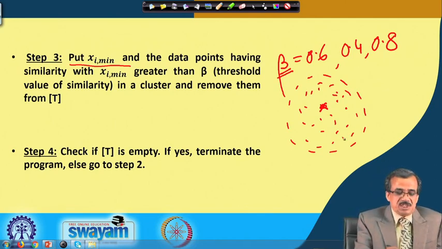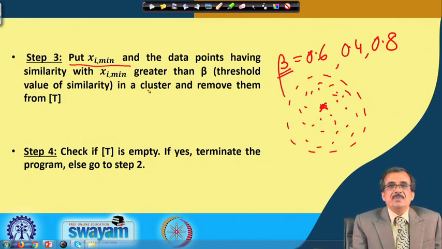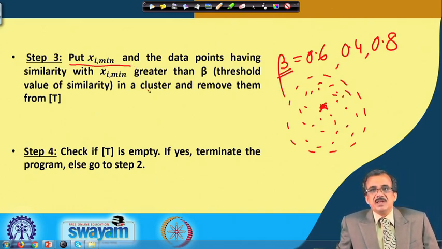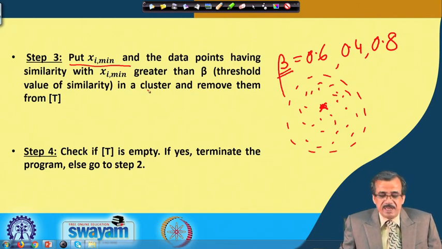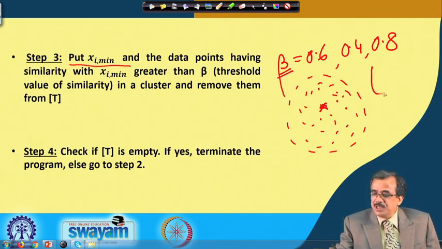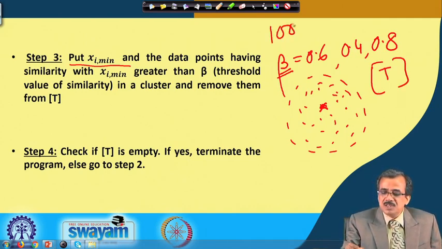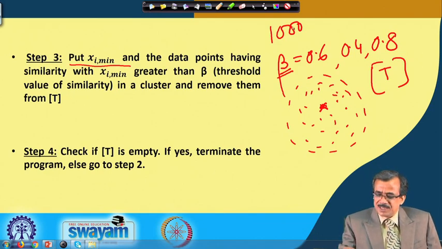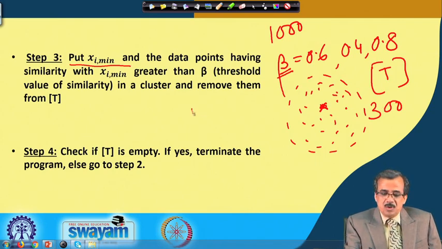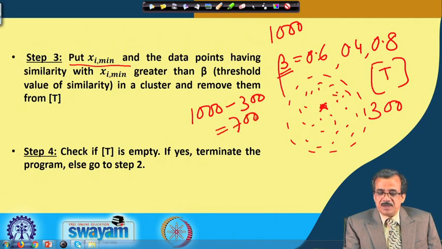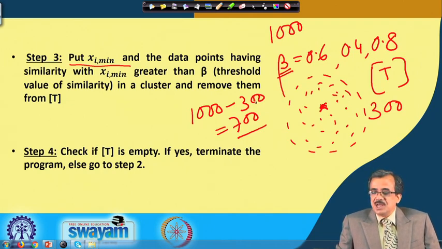So, let me repeat, in step 3 we put xi minimum, and the data points having similarity with xi minimum greater than beta go in a cluster, and we remove them from the T hyperspace. Supposing that initially I had 1000 data points, and in the first cluster 300 data points are entering. So, I have 1000 minus 300, that is 700 data points remaining, and with the help of these remaining 700 data points I will try to form the second cluster, third cluster and so on.